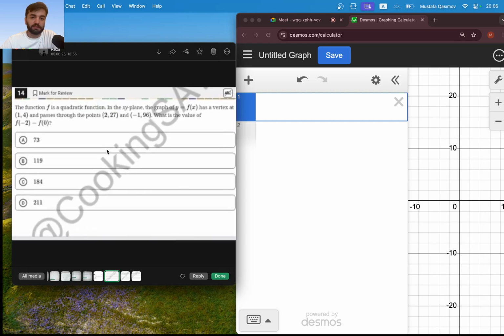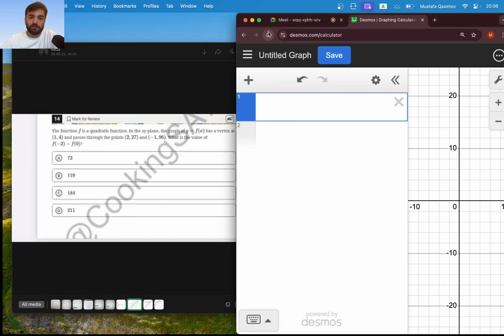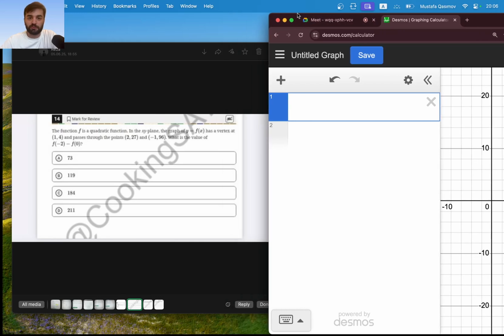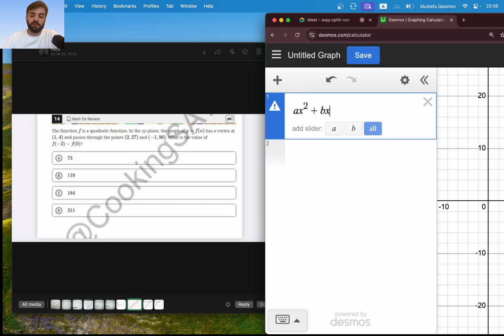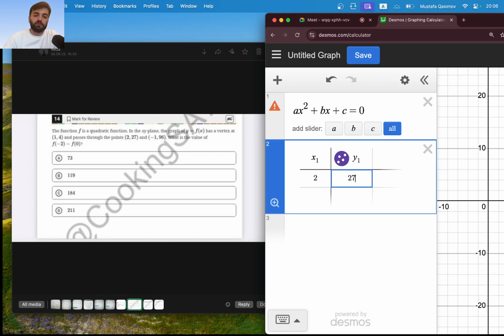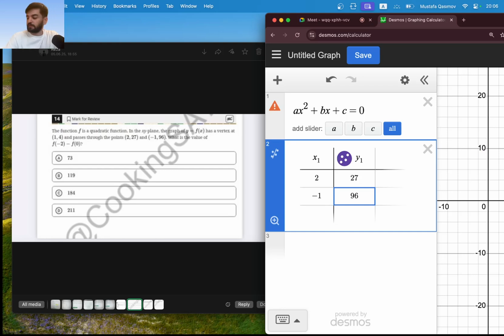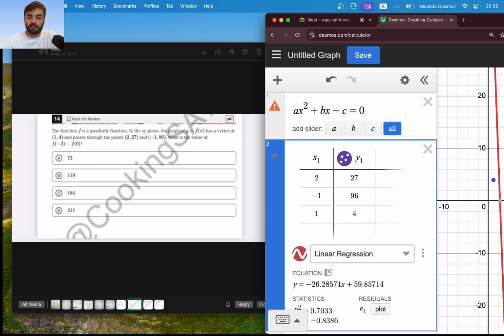Okay. This one, it is a quadratic equation or quadratic function. We have to just use Desmos here, the Desmos table method. We know that a quadratic equation is ax squared plus bx plus c, like this. So we need to know 3 points from this equation, a, b, c. Then we have to create a table, then enter 227, negative 196, and 1 and 4, like that. Then you press this one and you will get this equation.